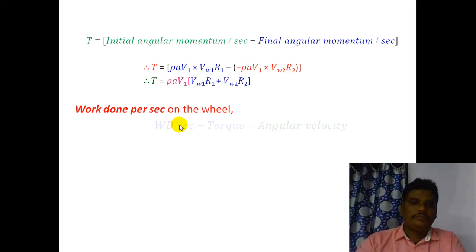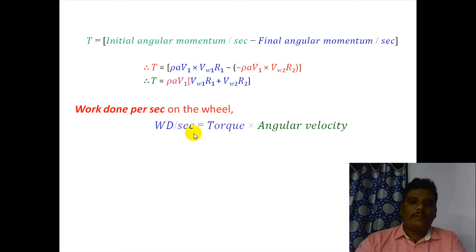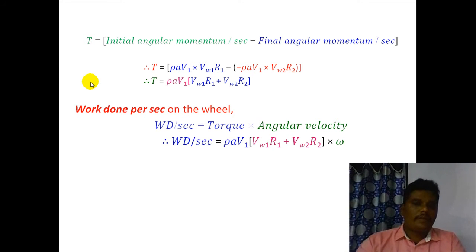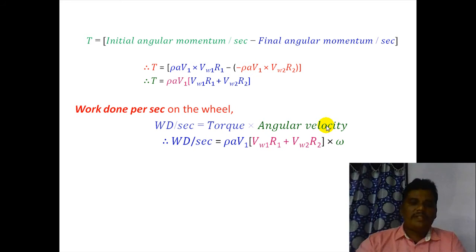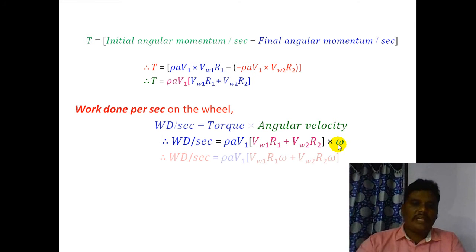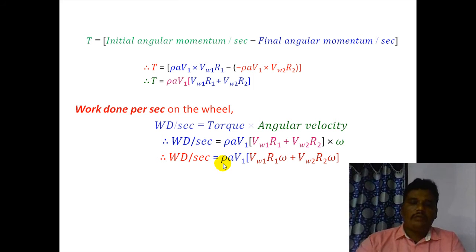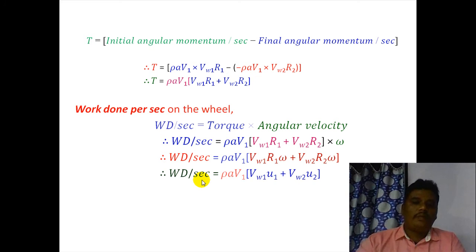Now work done per second is equal to torque multiplied by angular velocity. That is force multiplied by angular velocity; here, with the wheel, it means torque multiplied by angular velocity omega. By taking omega inside, work done per second is equal to Vw1 r1 omega plus Vw2 r2 omega. You know that omega into r1 and omega into r2 are nothing but the tangential velocities u1 and u2. So work done per second is rho a v1 (Vw1 u1 plus Vw2 u2).